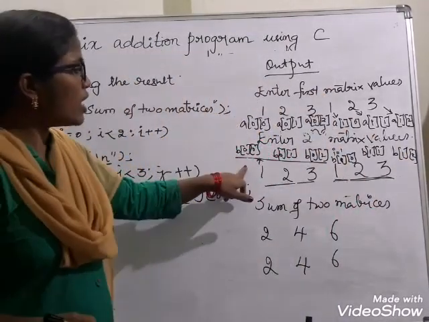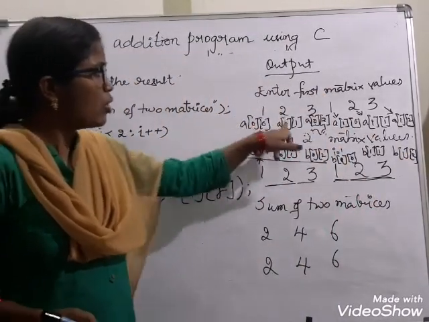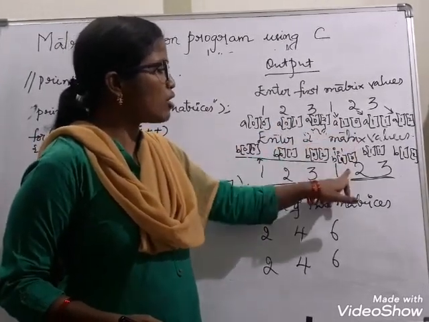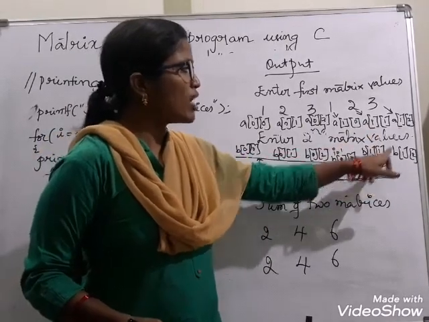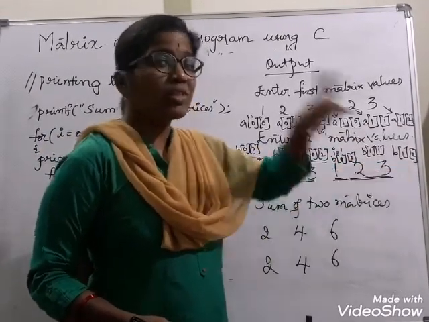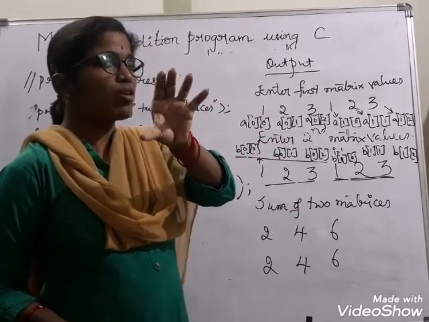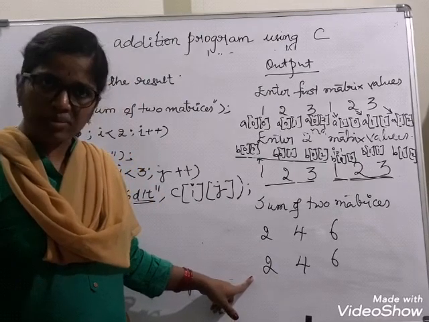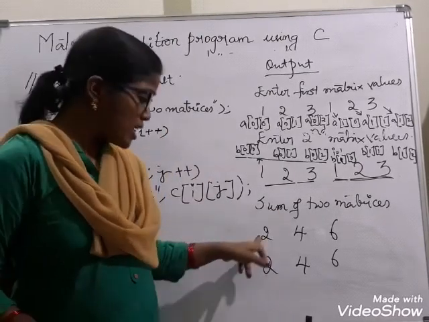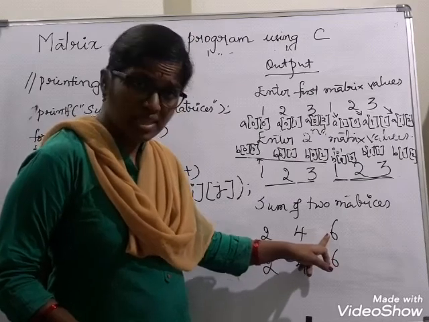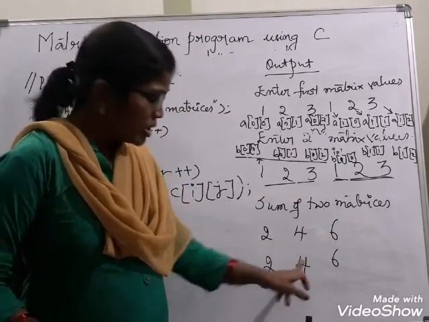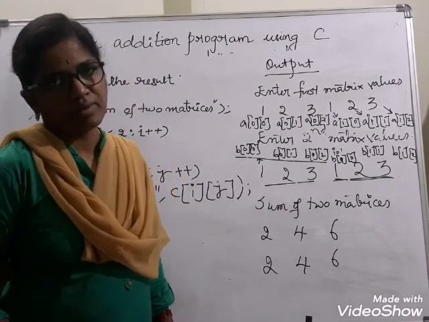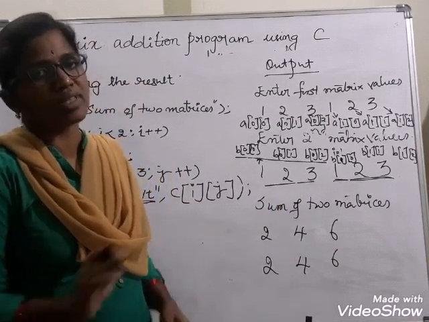So in the same way we are adding A00 with B00, A01 with B01, A02 with B02, A10 with B10, A11 with B11, A12 with B12. So that was our third set of steps. With those values, in the last step C00, C01, C02, C10, C11, C12 are displayed onto the screen. This is the addition of matrices.